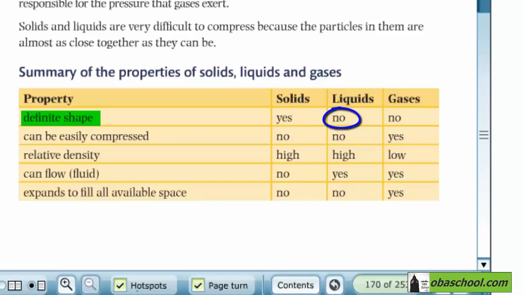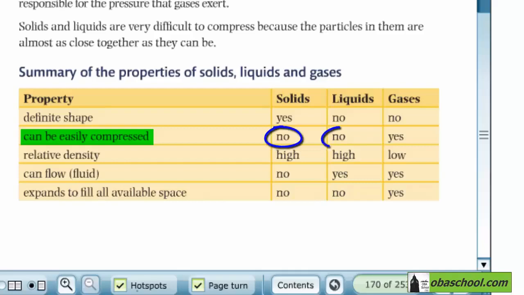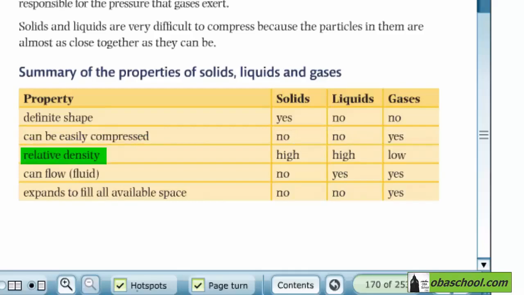So in the definite shape, a solid has a definite shape, and liquids and gases don't have a definite shape. Can be easily compressed. A solid and a liquid cannot be compressed, and a gas can be compressed. Relative density. Solids and liquids have high density in comparison to gases that have very low densities.